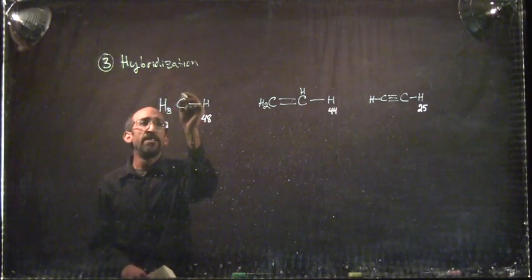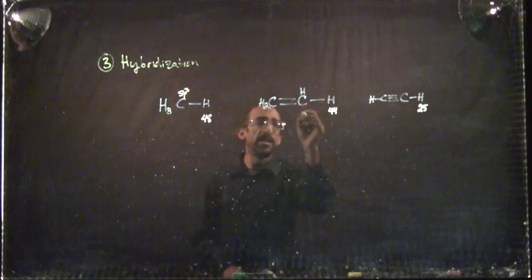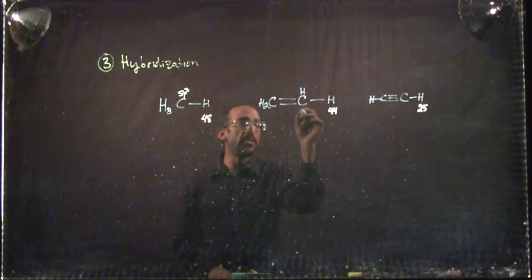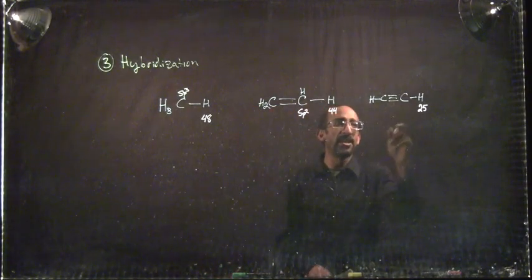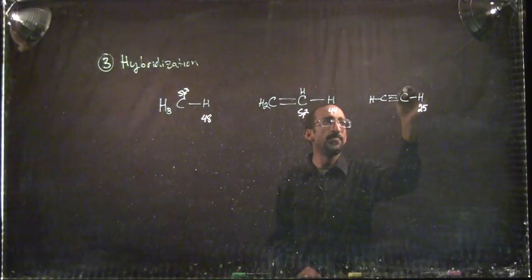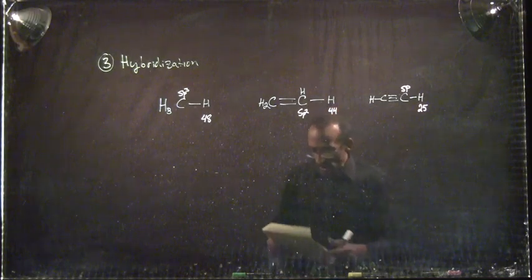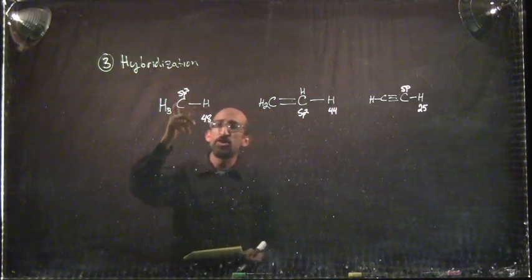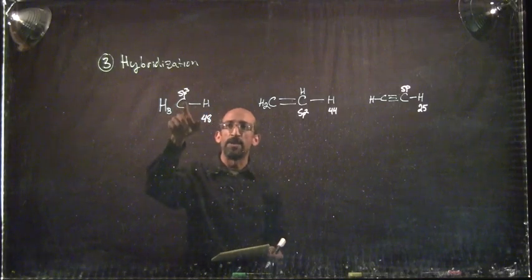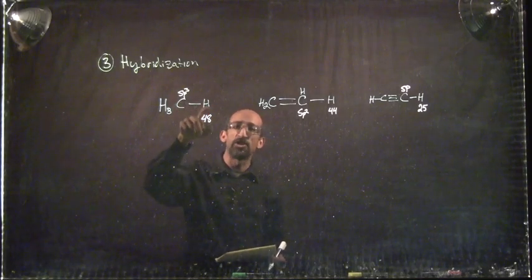So here, this carbon in methane is sp3 hybridized. Our carbon in ethylene is going to be sp2 hybridized. And finally, our carbon in acetylene is sp hybridized. So how does this play a role? Well, let's think about what the nature of the orbital on carbon that's making the bond to that hydrogen is.